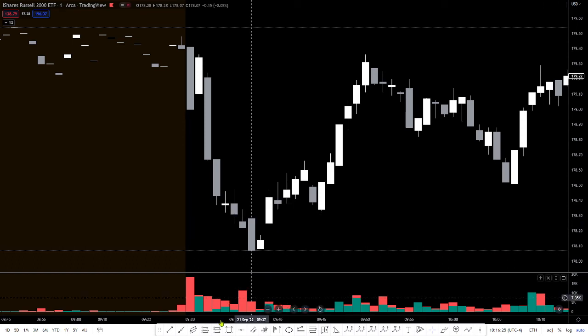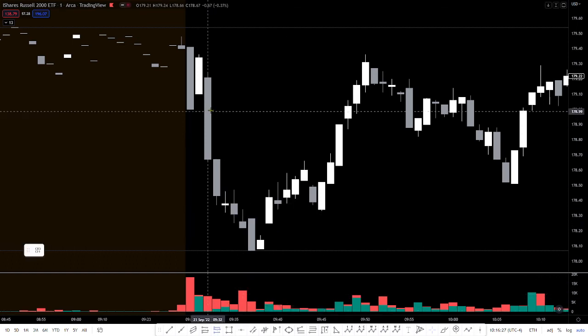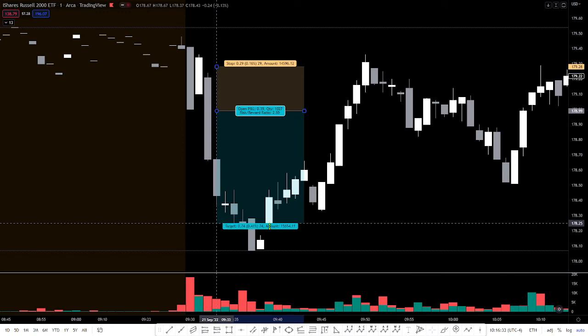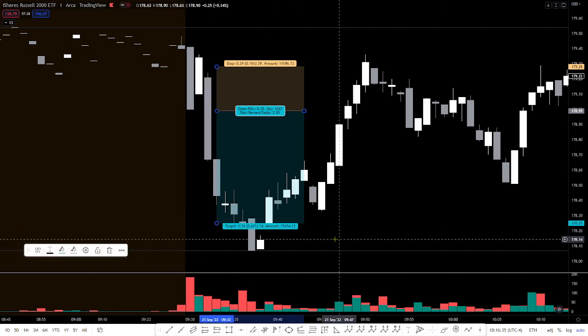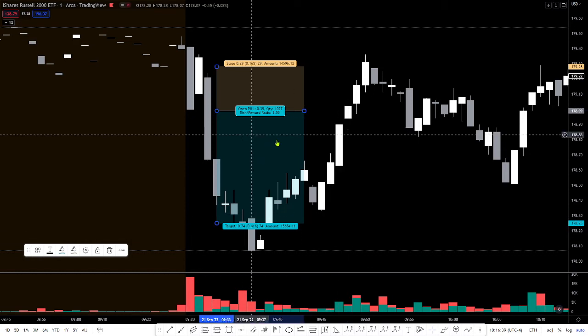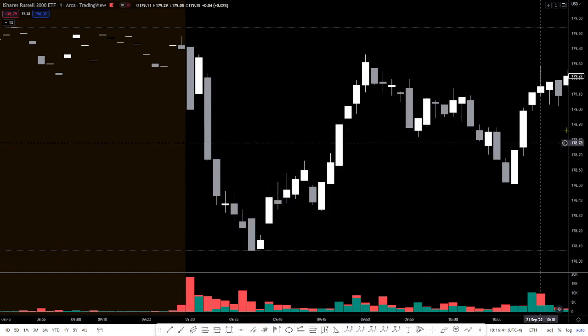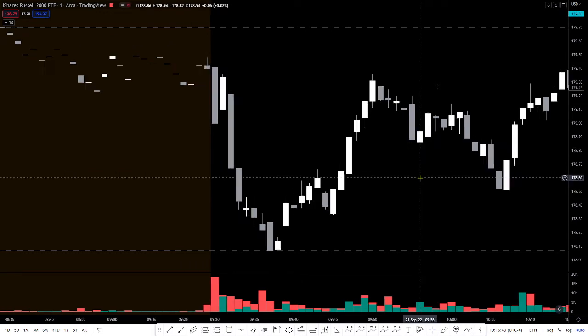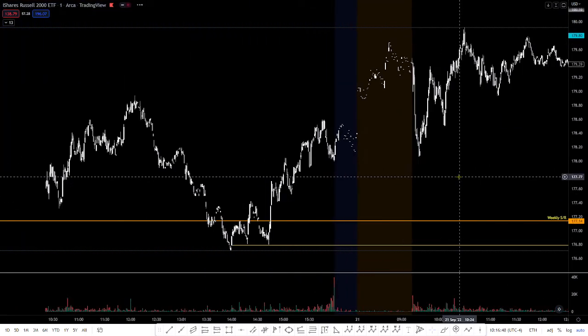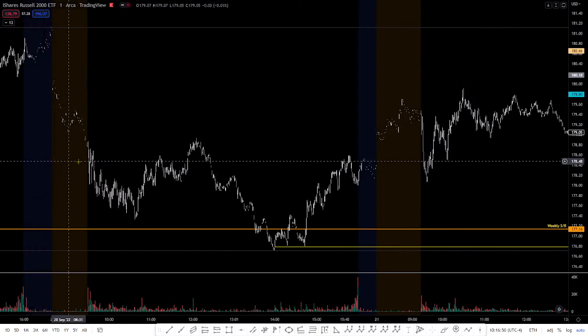So your entry on this scalp would have looked something like this, and I would have got out probably off this candle here. So that's a 74-cent move off this one. Let's go one more example. Here's a good one.